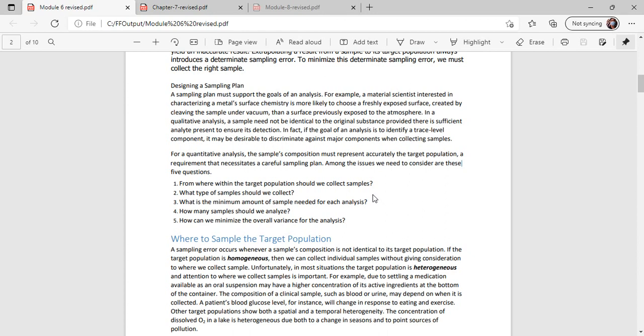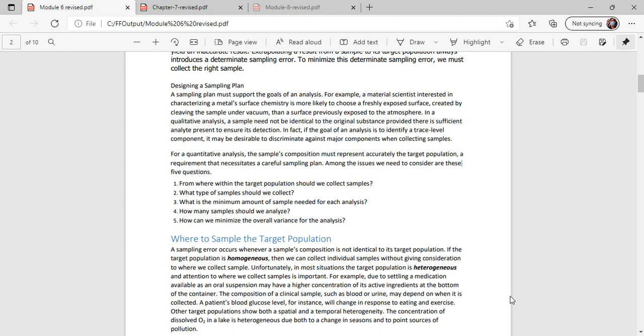Okay, if the target population is homogeneous, then we can collect an individual sample, giving consideration to where we collect your sample. Unfortunately, in most situations, the target population is heterogeneous, and attention to where we collect your samples is important. For example, due to settling, a medication available in an oral suspension may have a higher concentration of its active ingredient at the bottom of your container.